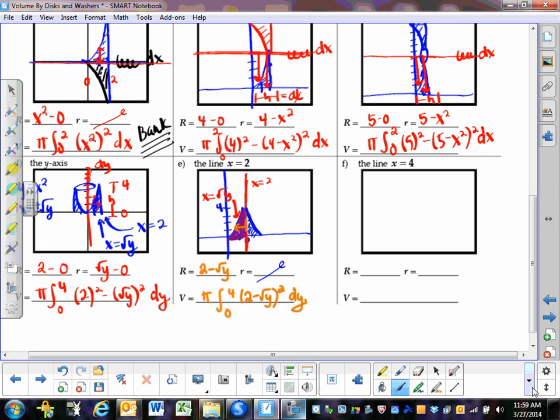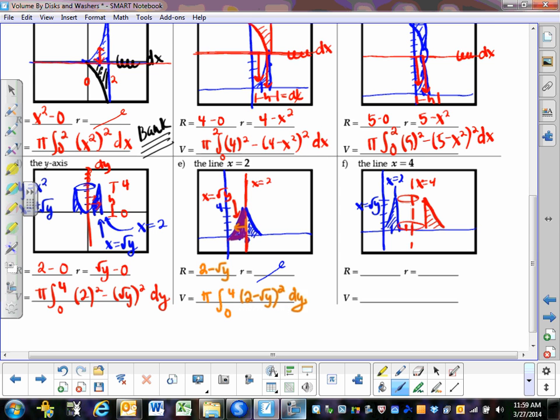Finally on this page, if we take that same shape and this time rotate around the line x equals 4, we have the original line x equals 2, we have the original curve x equals root y, and we have x equals 4. So if we reflect that across, we can tell that we definitely have a hole right in the center, goes straight down.